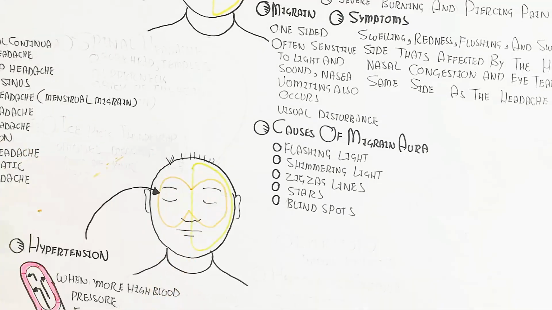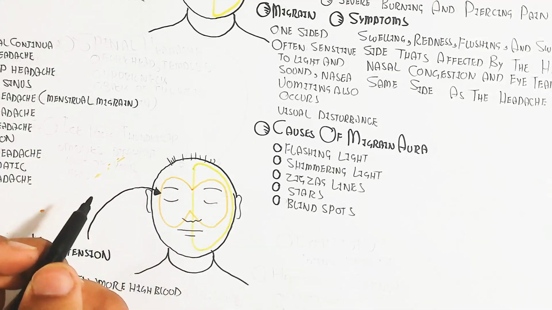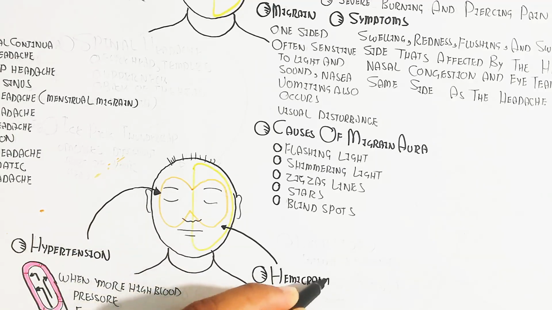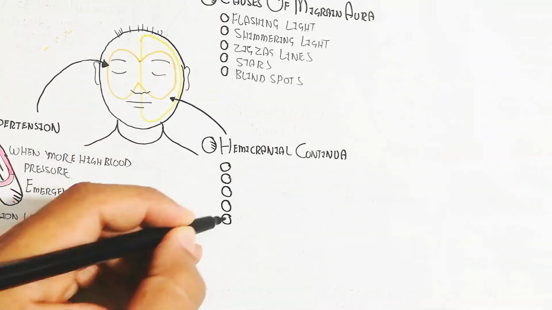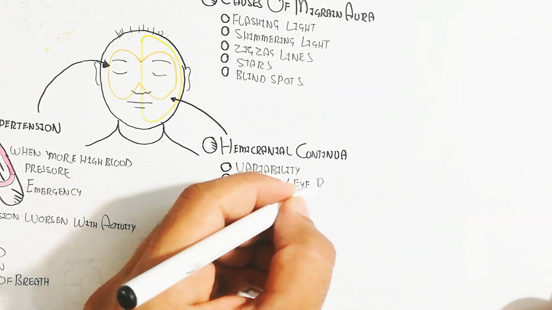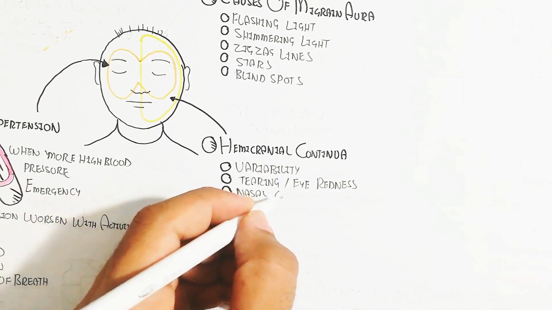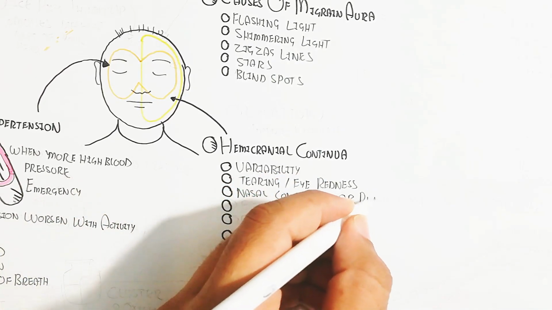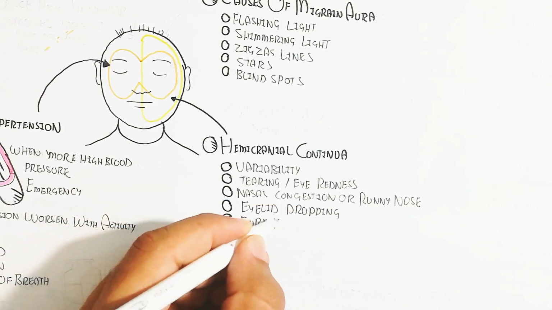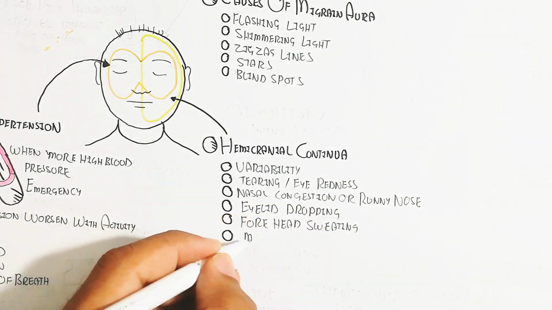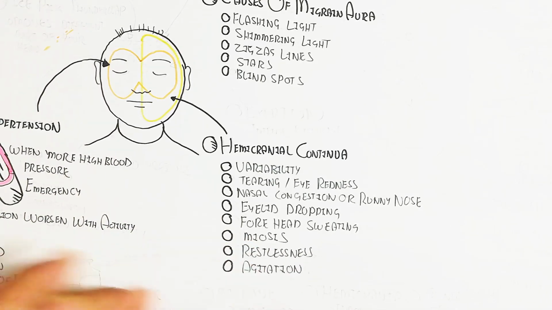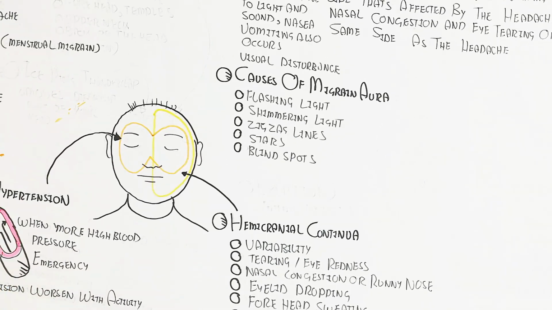And on the other hand, the aneurysm. Here is another type: hemicrania continua, which has variability of the pain, and tearing of the eye, redness and tearing, nasal congestion or runny nose, eyelid drooping and forehead sweating, miosis, and restlessness and agitation also occur. This is due to hemicrania continua.